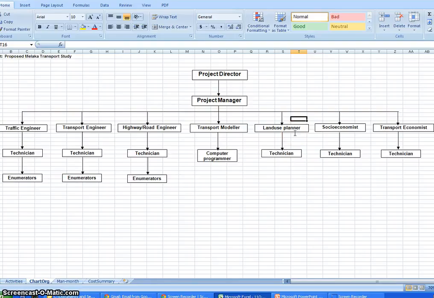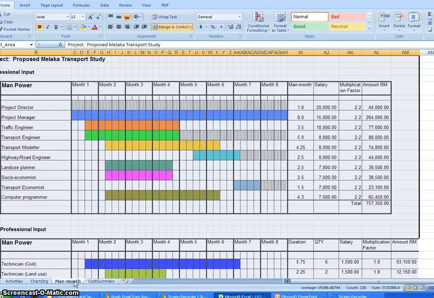a land use planner to calculate the future demand, and socioeconomists, of course, to calculate the future demand, and transport economists to calculate the cash flow, to assess the viability of the project. And of course, we have a few technicians, we have a computer programmer, we have enumerators to collect data, and we have to calculate the man-month. I mean the required time to complete the task, or to complete the sub-activities.